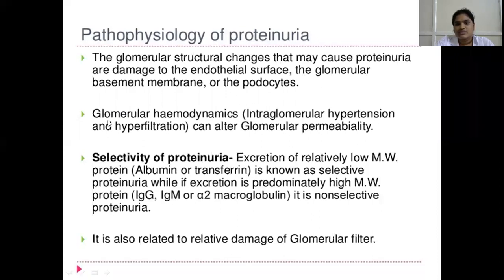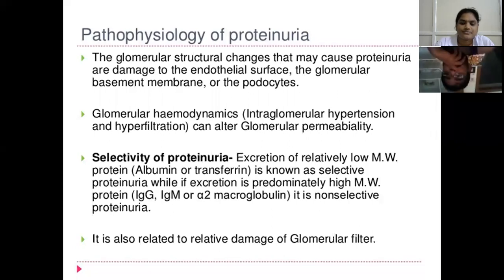The glomerular hemodynamics, that is hypertension and hyperfiltration, can alter the glomerular permeability. Selectivity of the proteinuria means the excretion of relatively low molecular weight protein like albumin or transferrin, and it is known as selective proteinuria. While if the excretion is predominantly high molecular weight protein like IgG and IgM, then it is non-selective proteinuria, which is also related to relatively greater damage of the glomerular filter.